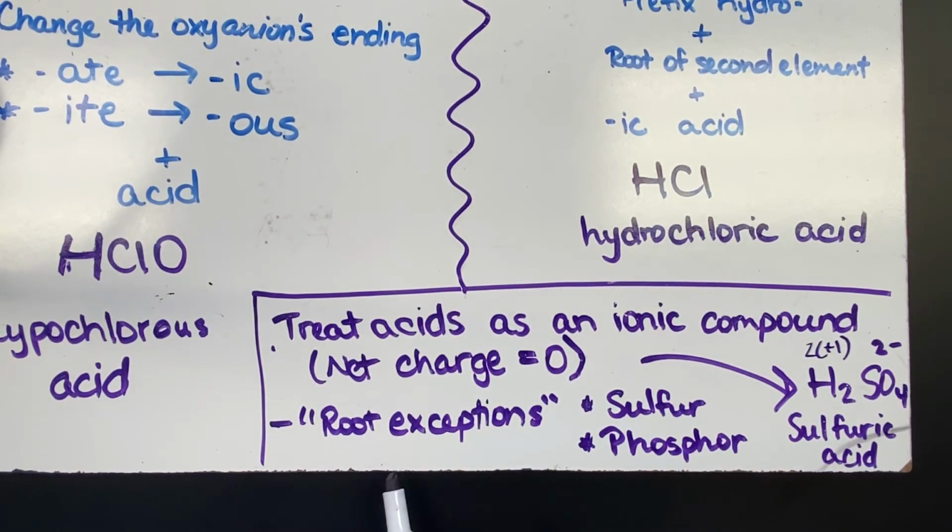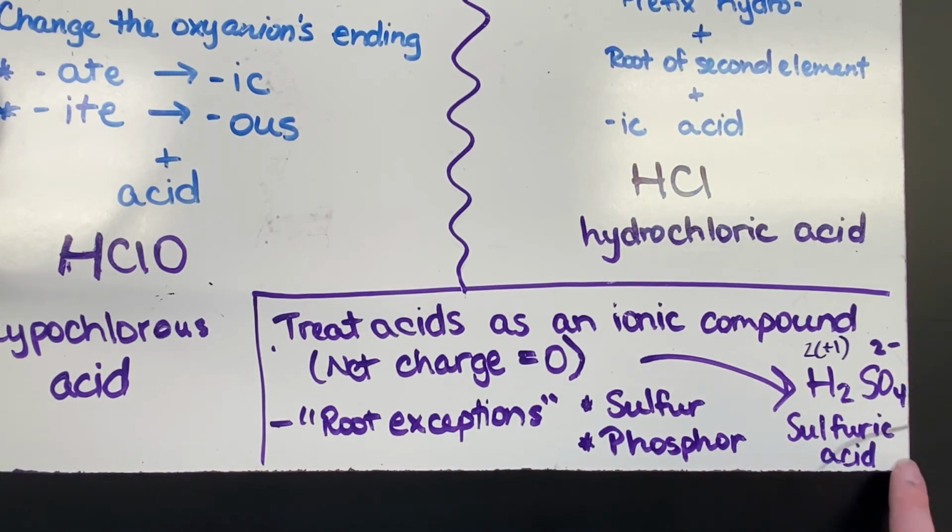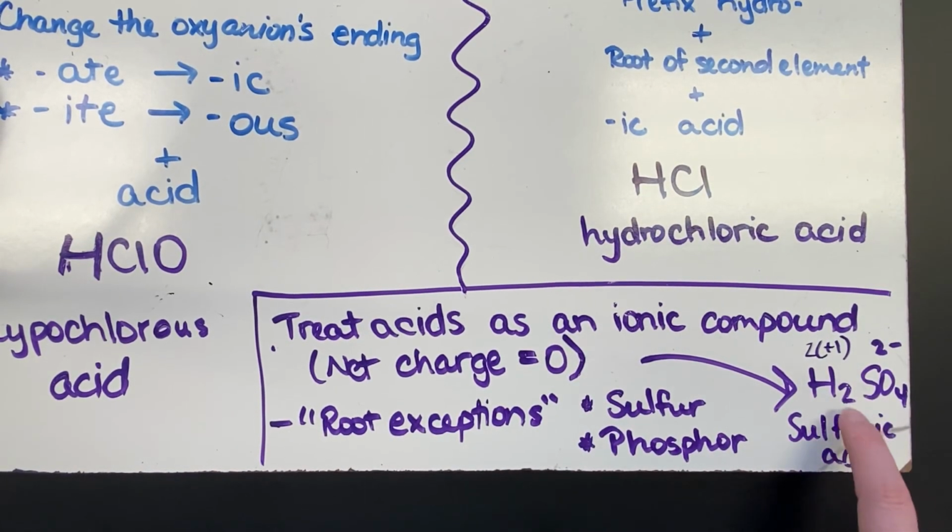The other rule that we have that's kind of different is that we do have 2 elements that get root element name exceptions. Those elements are sulfur and phosphorus. The root in the acid name, if it includes sulfur, is sulfur. It keeps its whole name. The root for the element phosphorus is phosphor, so it keeps one extra syllable. So going back to this example we have over here, we had to have 2 hydrogens to balance out the charge of my anion. That takes care of my first exception.